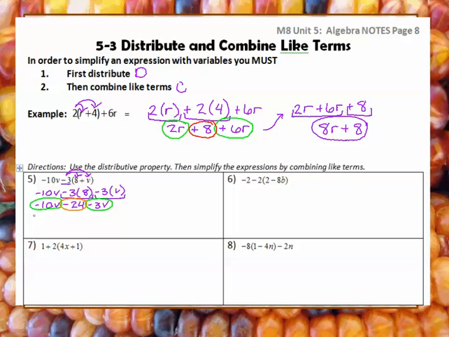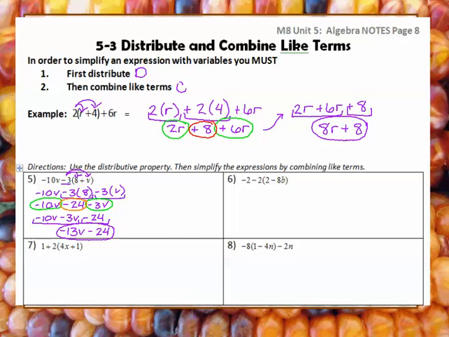So I can rearrange: negative 10v minus 3v minus 24. Combine my v's. Negative 10v minus 3v gives me negative 13v, and then I still have minus 24. That negative 13 came from these ones here, and then I have the negative 24, which is a constant. And this here is my final answer. That's as far as I can go.